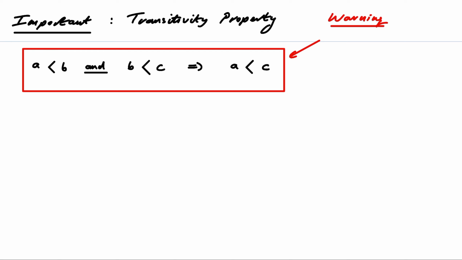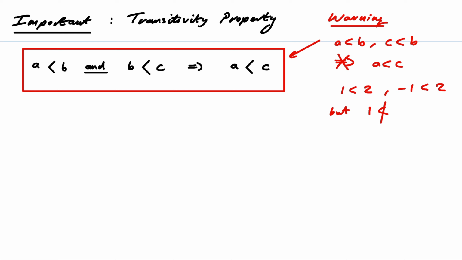if you had, say, for example, A less than B and then C less than B, this does not, absolutely not, imply that A is less than C. Just as a quick example, you could have 1 is less than 2 and -1 is less than 2, both of them of course, but definitely 1 is not less than -1. So the transitivity, you've got to be very careful, right? You've got to get the direction of the inequalities going in the right way.